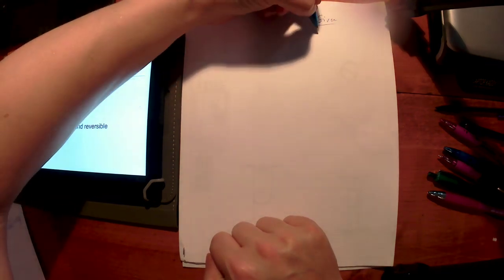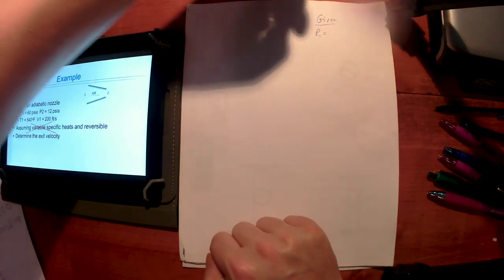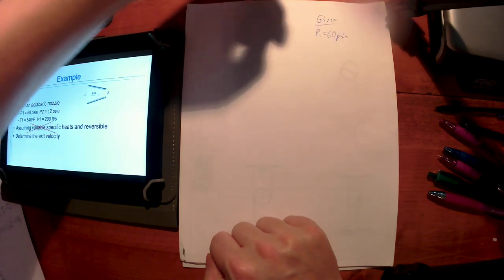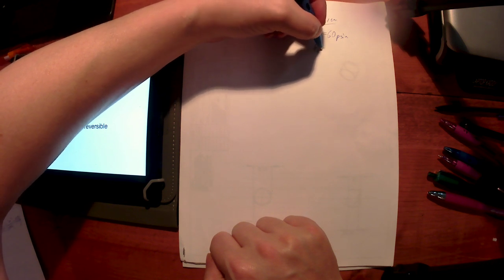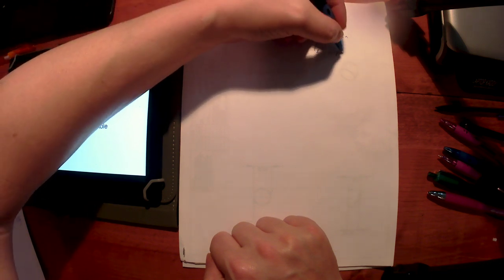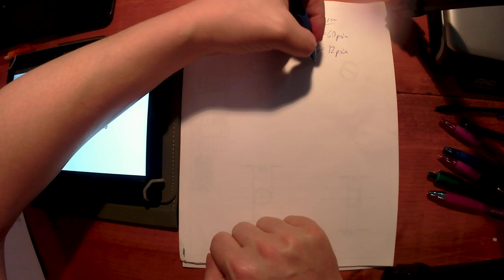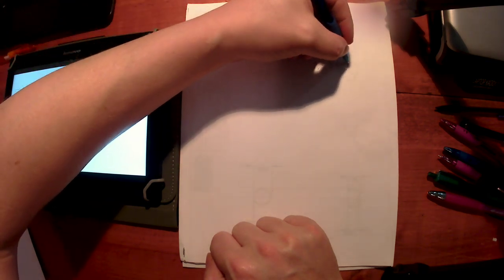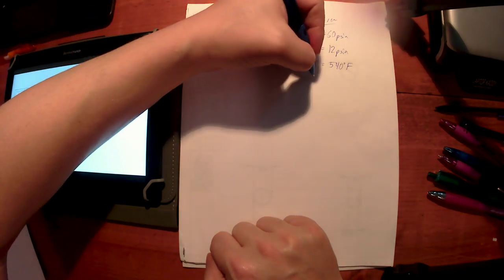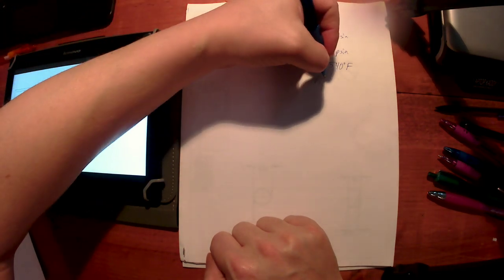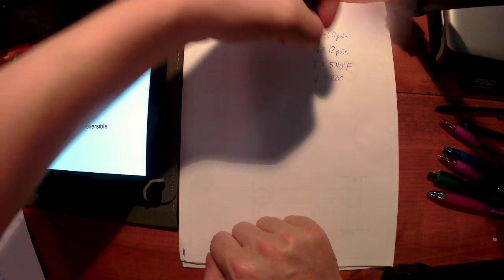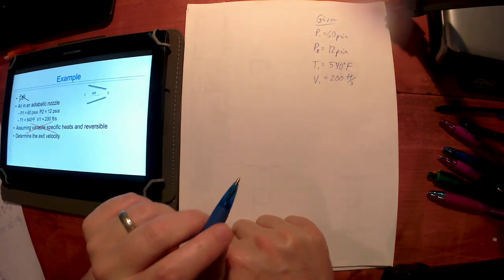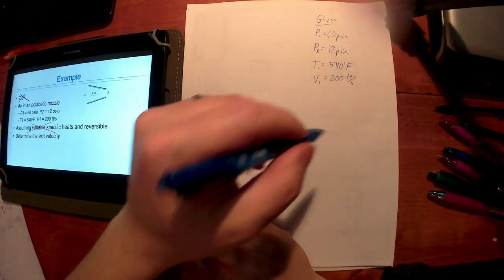What do we know? We know givens. I know inlet pressure, 60 psi. I know exit pressure, 12 psi. I know an inlet temperature, 540 degrees Fahrenheit. That's really hot. Really high temperature air. Initial inlet speed is 200 feet per second. That's really fast, if this is in a jet engine or whatever this is, but that's okay.